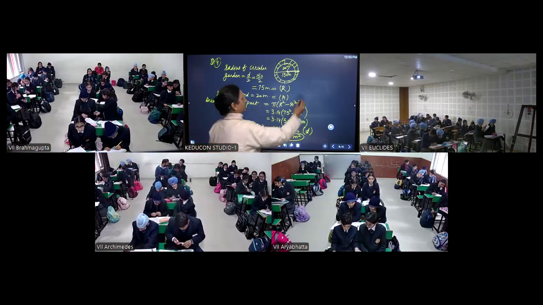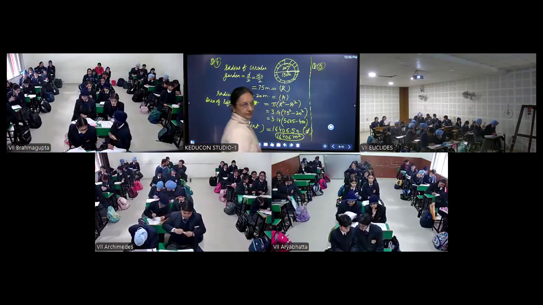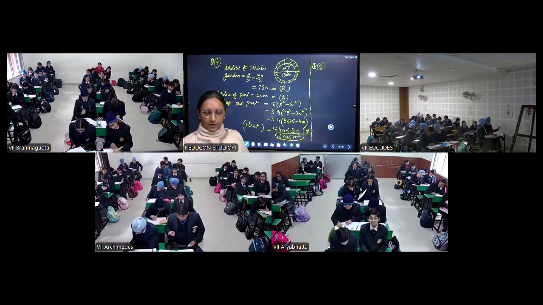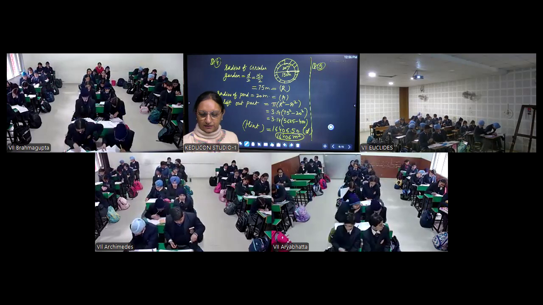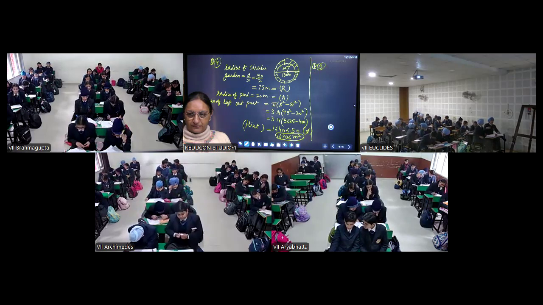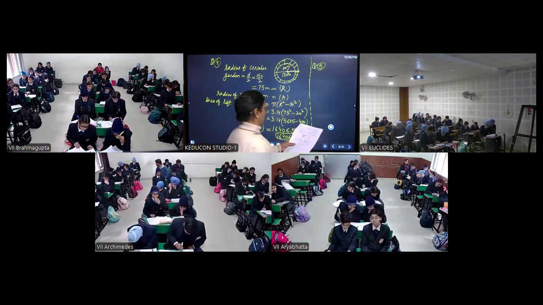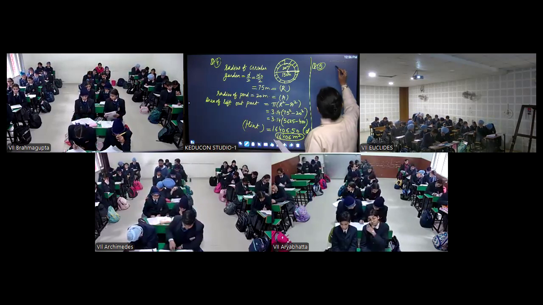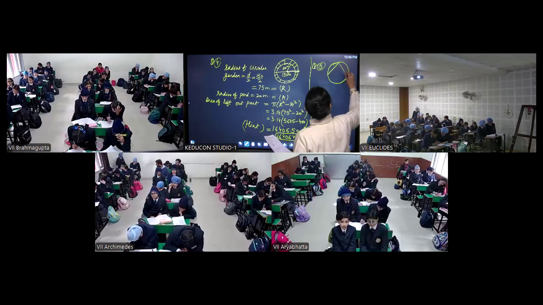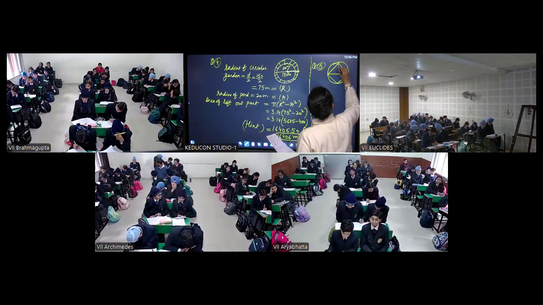Question number 5. Again, I'm giving you a clue a little bit so that you can complete at home. Question number 5. Find the area of the square inscribed in a circle of radius 7 centimeter. Figure is given to you. There is a circle and then there is a square. Please, whatever diagram is given to you, you should also draw it.